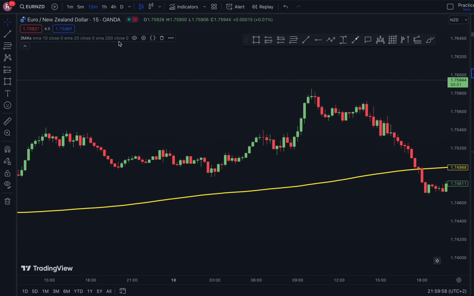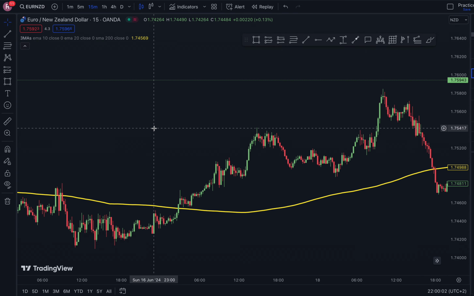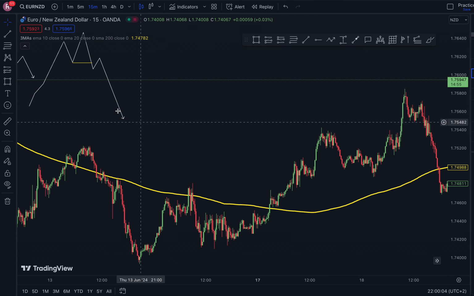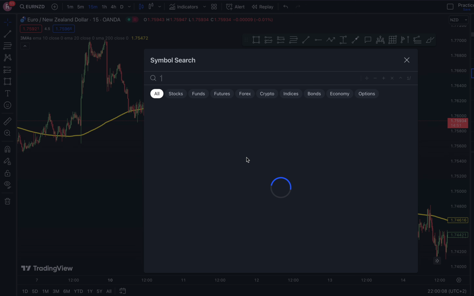So that's pretty much the two things that I look for when I'm trading my Fibonacci, my EMA with price action and candlestick patterns. Very simple.